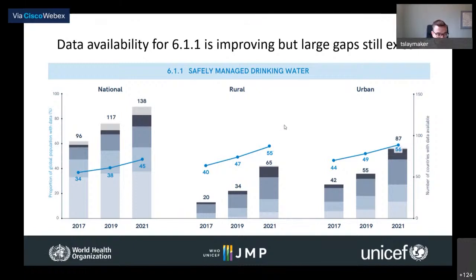So that's my presentation, but you can find more information on the data which are currently available, but also the approach to integrating water quality testing in the household surveys on the JMP website, which is shown on my final slide. Thank you very much.